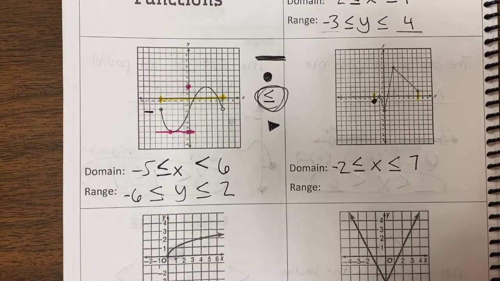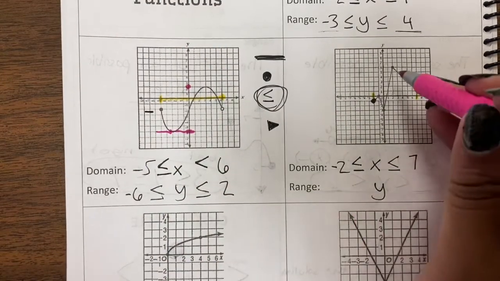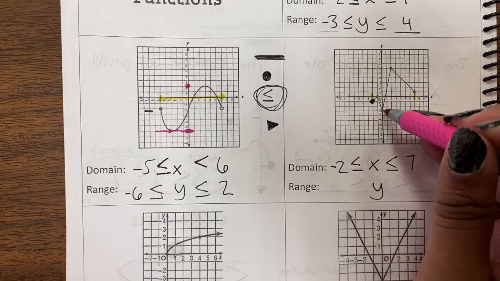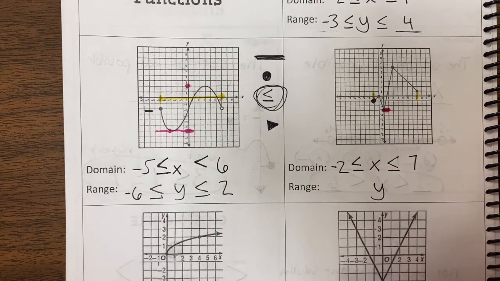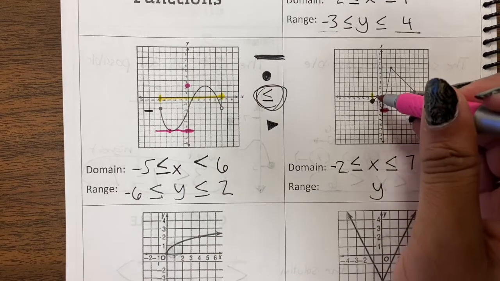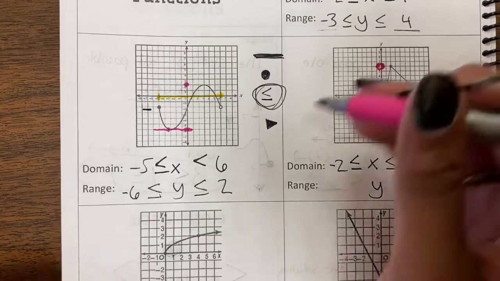Range is a set of y values. So we want to see how far low to how far high, because remember that y-axis is vertical. So the lowest point this graph ever touches is right here at -3. And then the highest point, the tallest point, is up here at 6.